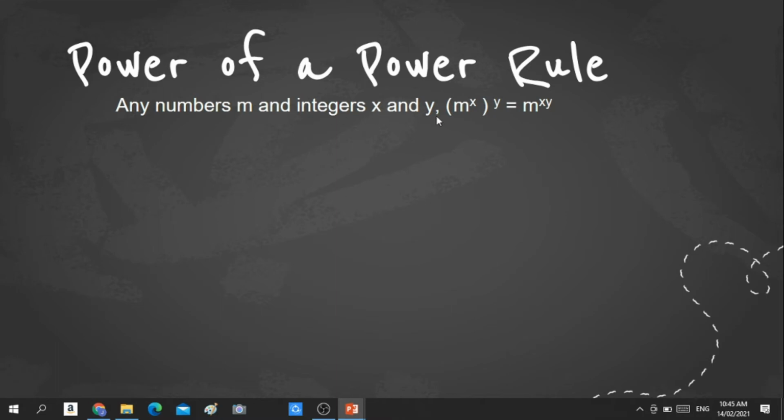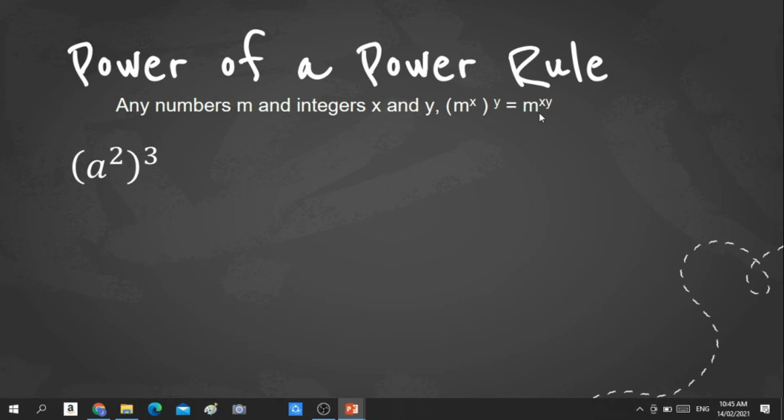Kapag ganito siya, m na naka-raise kay x, tapos lahat sila naka-raise kay y, that is m raised to x times y. So, ano yan? Let's have an example. I have here a squared raised to 3. So, meron siyang power sa loob, yung a ay may exponent na 2. And then, there's another power sa labas, which is yung 3.